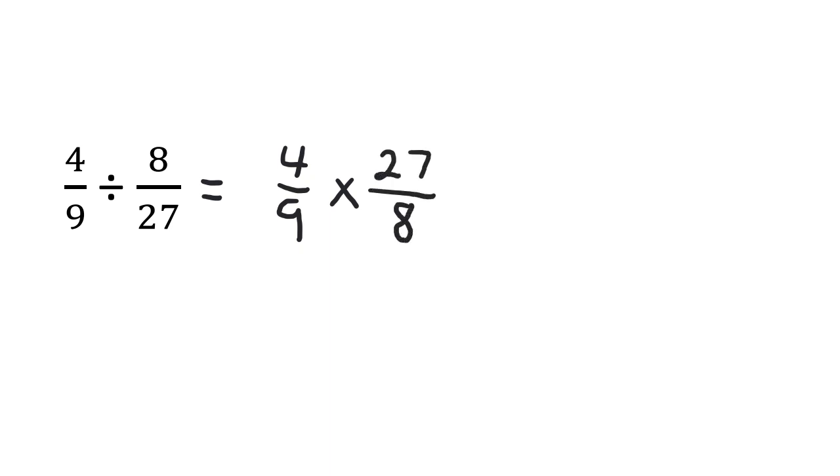and find the reciprocal of the second fraction, which becomes 27/8. And I'm going to see if I can cross-reduce, and with the 4 and the 8, I can. The greatest common factor is going to be 4. 4 divided by 4 is 1. 8 divided by 4 is 2.